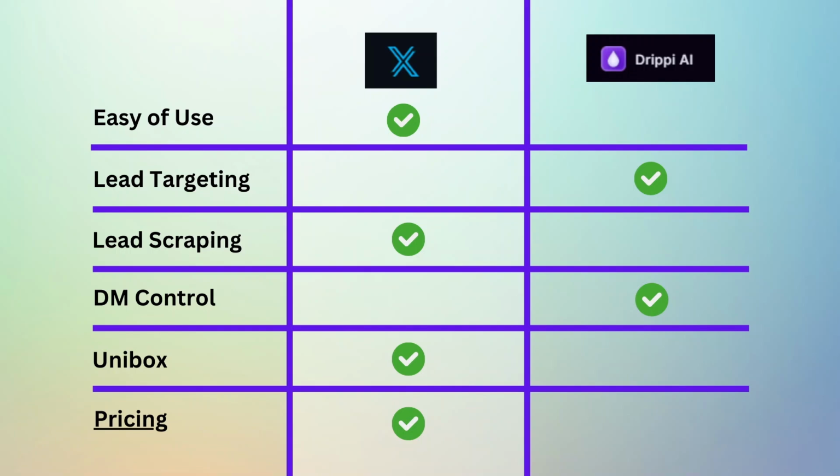So which platform is the winner? Well, both platforms have their own advantages and disadvantages, so it really depends on your specific needs. If you value simplicity, speed, and affordability, then XReacher is the better choice. But if you prefer advanced targeting, deeper personalization, and more control over your DMs, then Drippi is the way to go. That being said, XReacher is a new platform. It is constantly evolving and getting updates, so it's definitely worth keeping an eye on it.